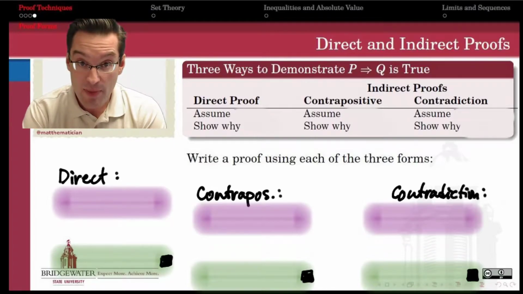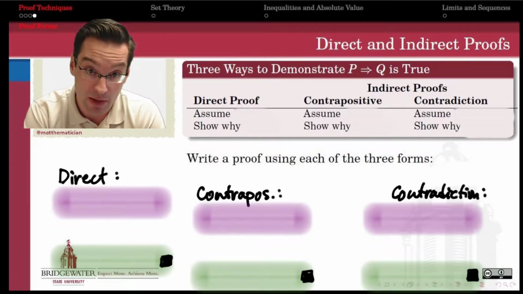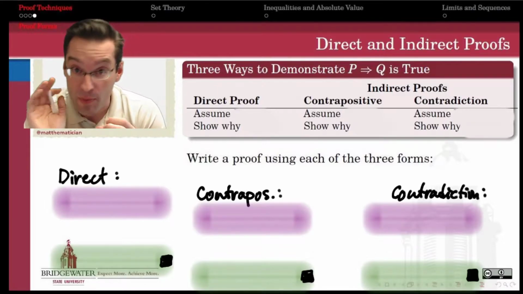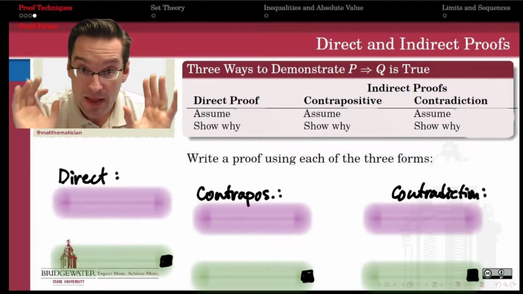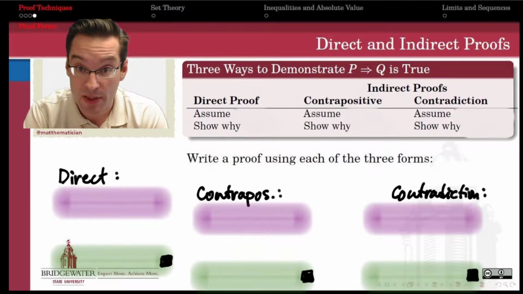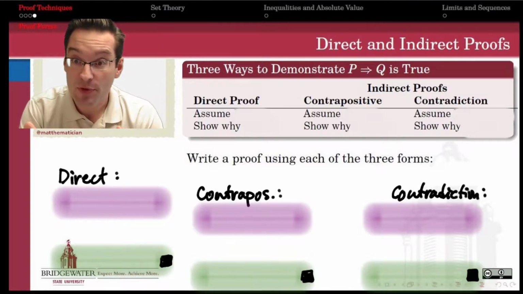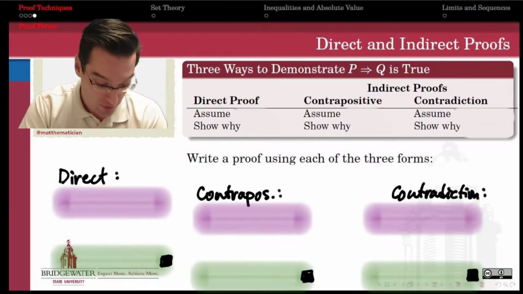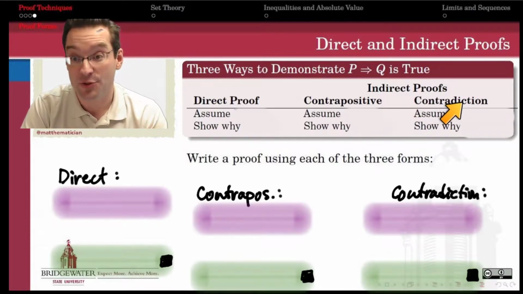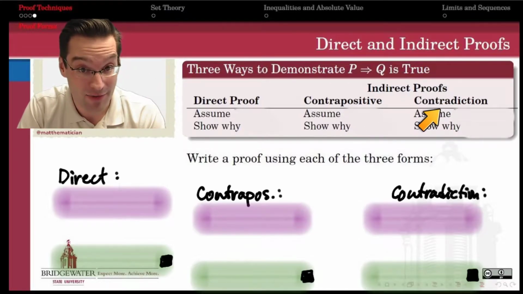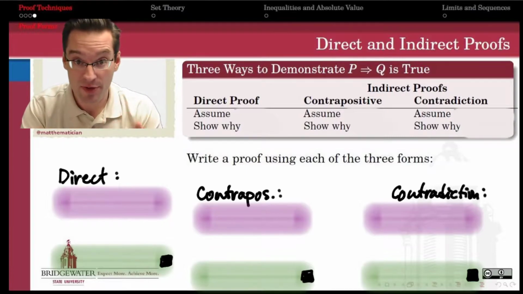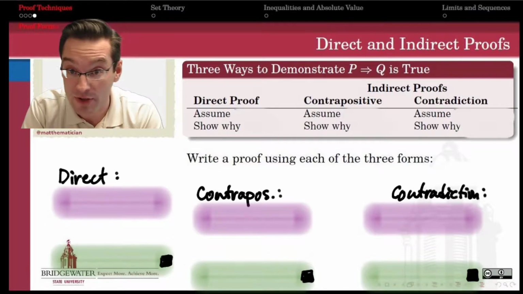So most of the statements that we're interested in proving in an analysis course are of the form P implies Q. Prove that if P, then Q. And there are three main strategies, three avenues through which we can do that. We call them a direct proof, and then two forms of indirect proof, the contrapositive proof and the contradiction proof. These two sort of masquerade as one another a lot, very commonly. So I want to try to draw the distinction between how those two forms actually look different.